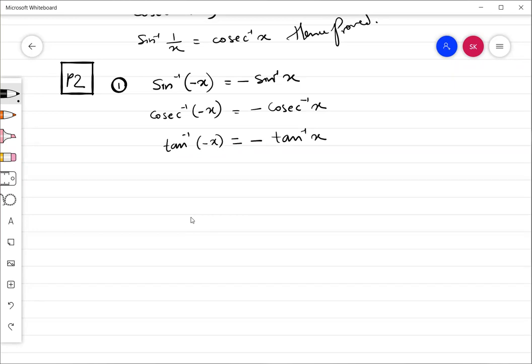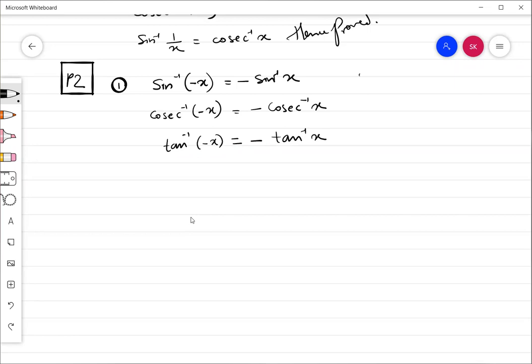Cosec inverse of minus x is minus cosec inverse. Tan inverse of, basically the minus sign comes directly outside, understood? That minus sign which is inside, see, it comes outside. This is true for all three: sine, cosec and tan. Why? Because they are related. You have seen their range, right?